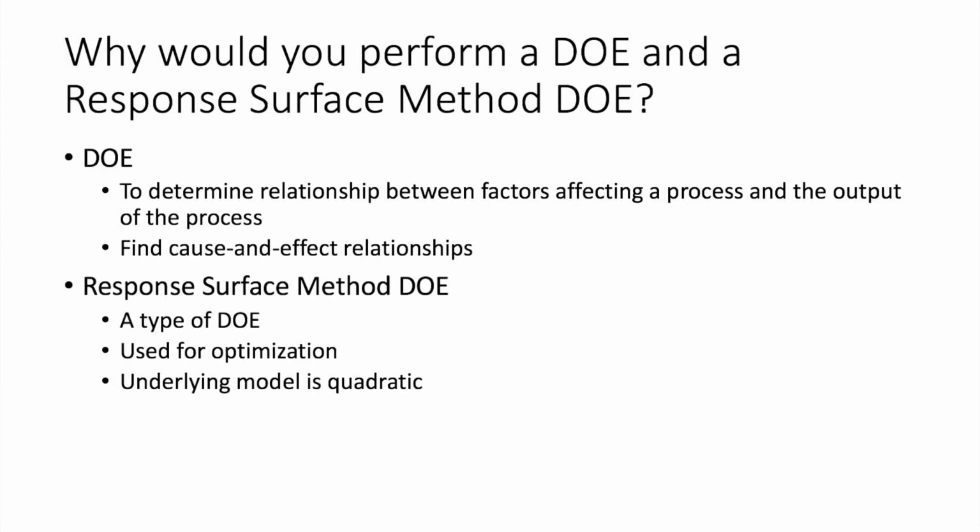The purpose of a design of experiments is to determine the relationship between factors affecting a process and the output of the process. This finds the cause and effect relationships. The response surface method, or RSM, is a DOE, and it's typically used for optimization. The underlying model is quadratic.